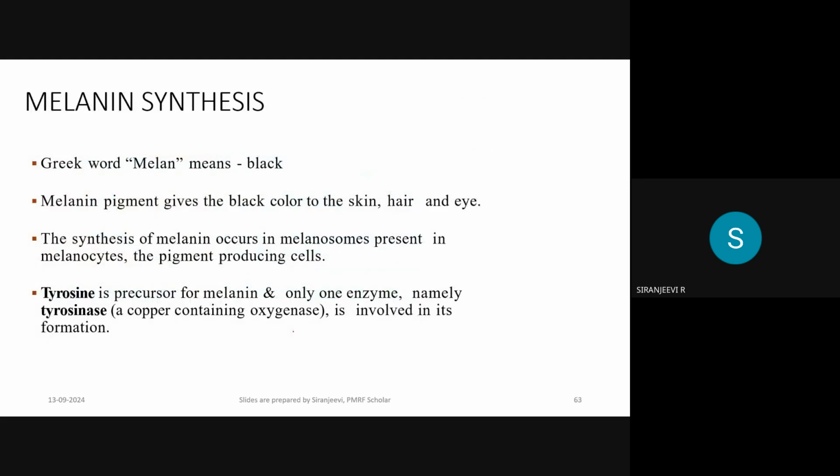And next, the compound synthesized from tyrosine is called melanin. Melanin is a pigment which gives black color to the skin, hair, and the eye. The synthesis of melanin occurs in the melanosomes present in the melanocytes, the pigment producing cells. Tyrosine is the precursor for melanin, and only one enzyme, namely tyrosinase, a copper-containing oxygenase, is involved in this formation.